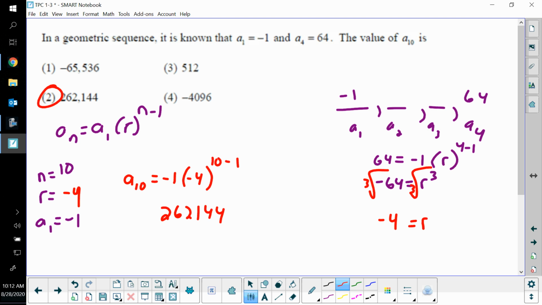So the big takeaways from today are knowing that a geometric sequence is when you're multiplying over and over again, being able to identify the A1, the N, the R, and the AN, and then using the formula from your reference sheet. That's the main stuff from today's lesson.